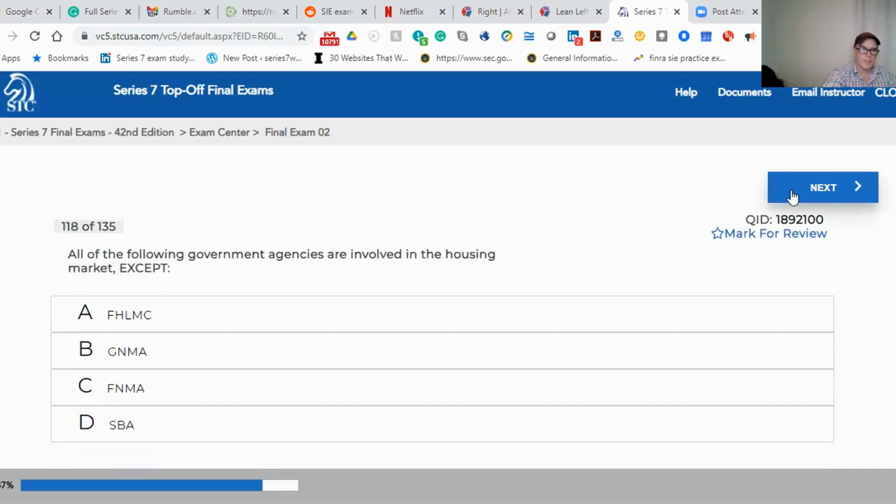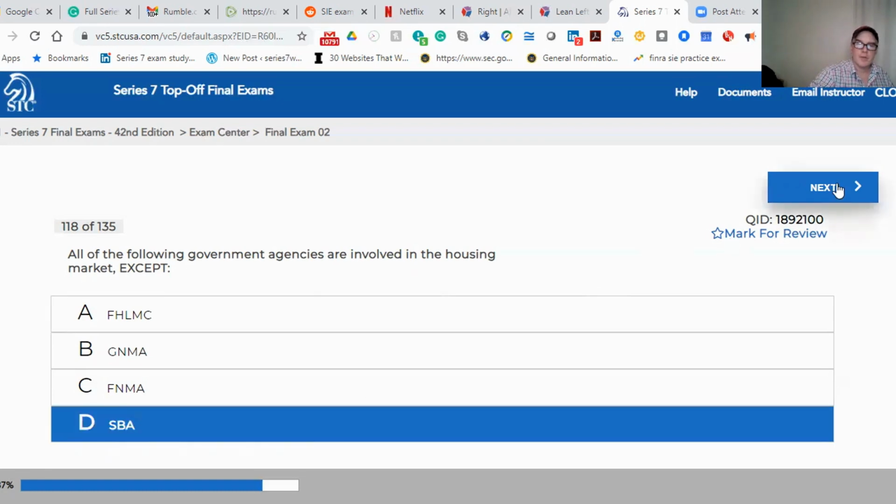Okay, good stuff. All the foreign government agencies involved in housing market except, well, okay, so we got this. A is Freddie Mac. B is Ginnie Mae. C is Fannie Mae. Those are all housing. SBA, Small Business Administration. That's me. I'm a small business. I'm not big enough for them.